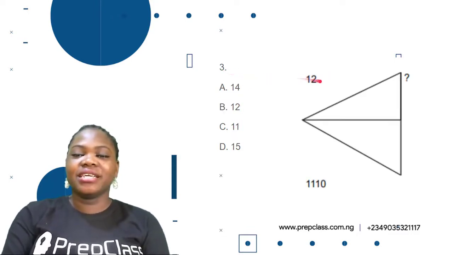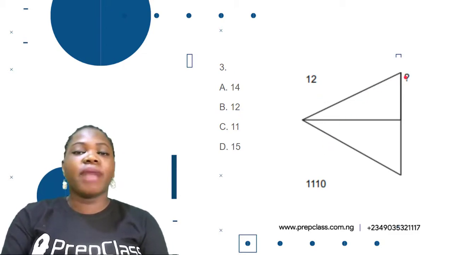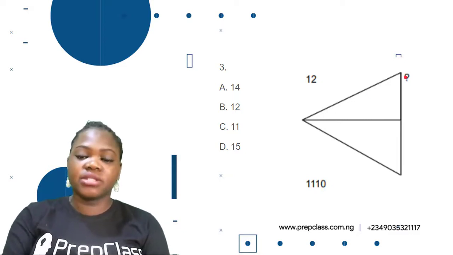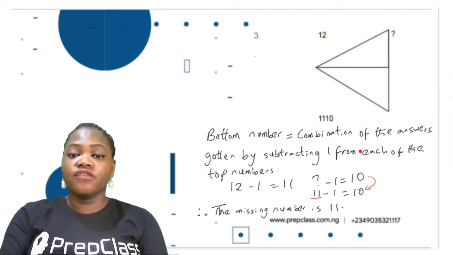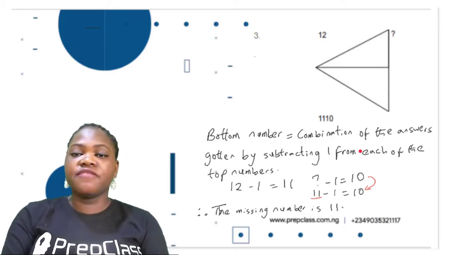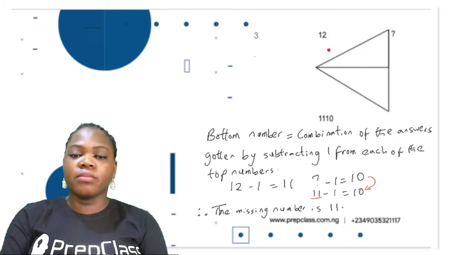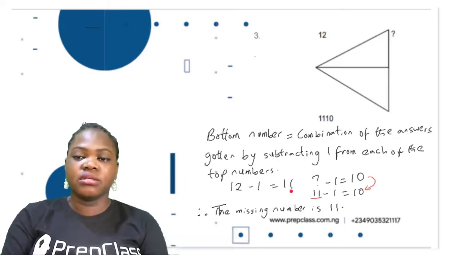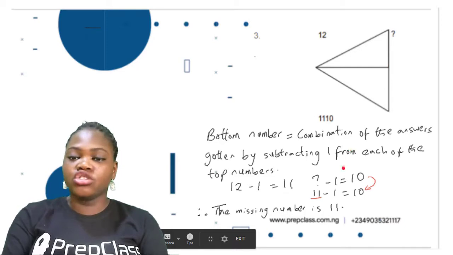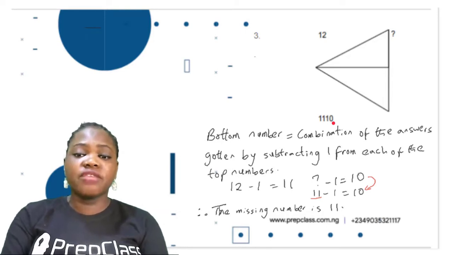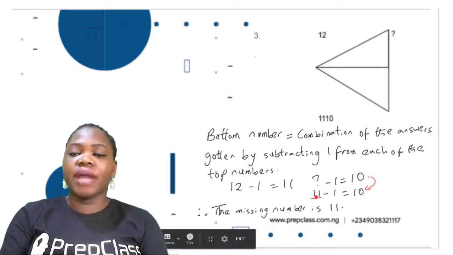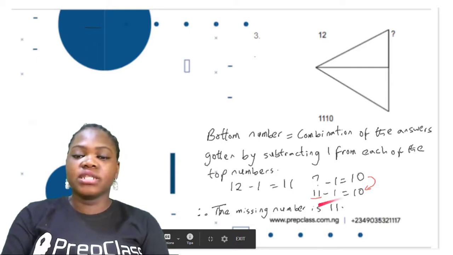Number 3, we're given one of the top numbers and the bottom number. Then the second top number is missing. So we are asked to find the second top number. From the samples, we know that the bottom number is equal to the combination of the answers gotten by subtracting 1 from each of the top numbers. Okay, let's start from the given top number. 12 minus 1 is 11. Then the unknown number minus 1 should give us the remaining number in the bottom number, which is 10. So what number minus 1 would give us 10? 11. 11 minus 1 equals 10. Therefore, the missing number is 11.